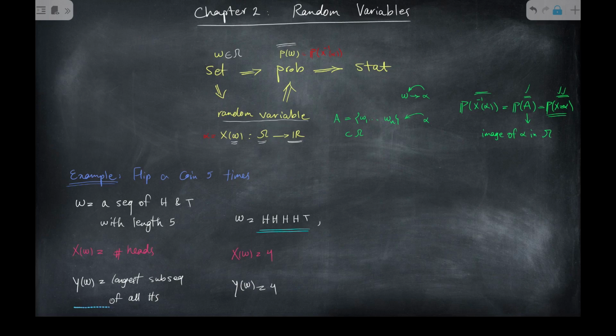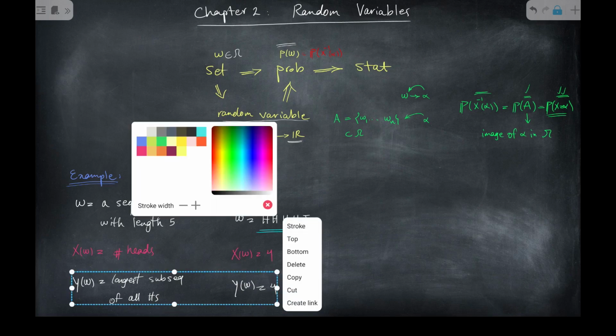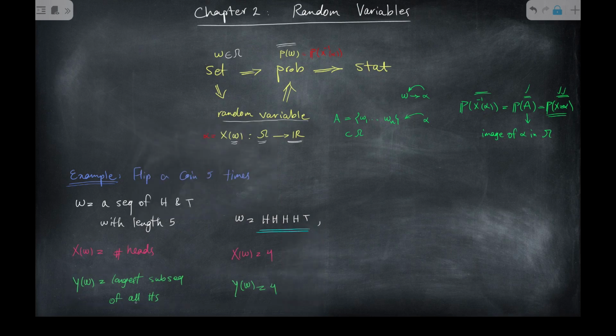So I have 4 heads in this sequence. Or I can define another mapping for the same sample space. This one is the longest subsequence of all heads. So here again the value is 4. But if you want to compute probability of X equals 4, you need to think about all the ways that you can have 4 heads.